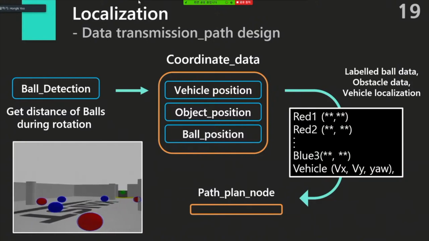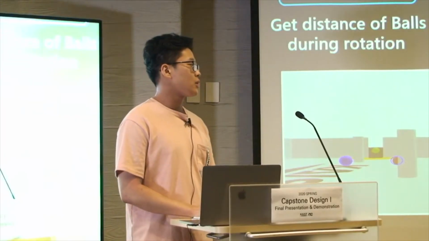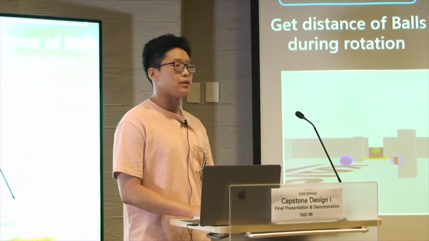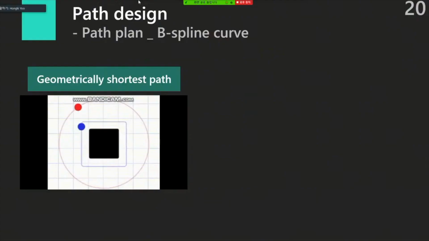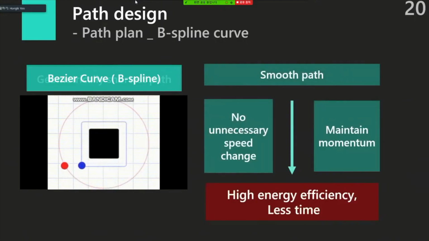It sends the data to coordinate data, which labels ball data and compiles all obstacle data and vehicle localization and sends it to the path plan node. In path planning, we use B-spline curves. Since the geometrically shortest path is not the most time-efficient and energy-efficient path, we use B-spline. By using this, we don't have to necessarily change any speed during moving and also maintain momentum, which leads to high energy efficiency and less time.